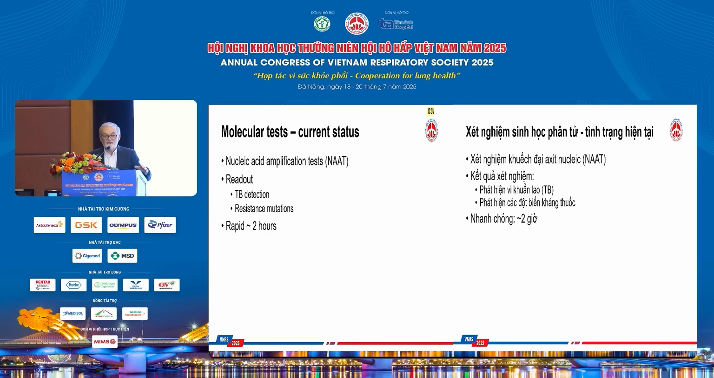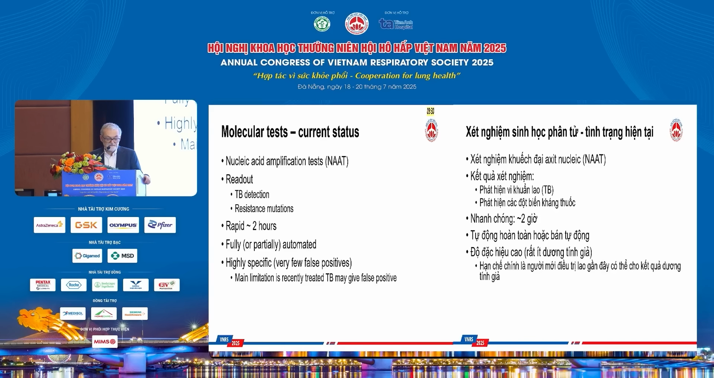This, of course, is different from what we used to have to do, which would take days to weeks to get a readout on the diagnosis of TB. Now you can get a readout in 2 hours. It's fully or partially automated. So again, we don't need highly trained, sophisticated laboratories or staff. In fact, we don't even need highly specialized containment facilities, infection control facilities to perform this test.